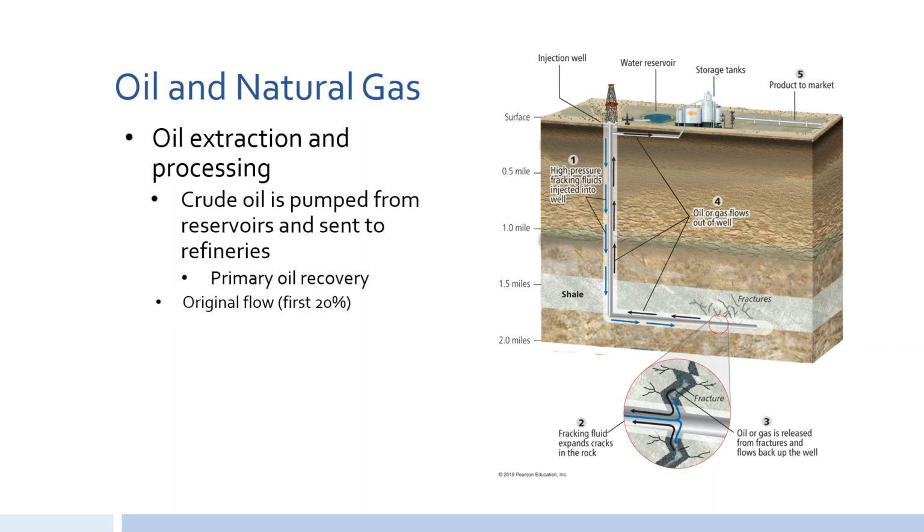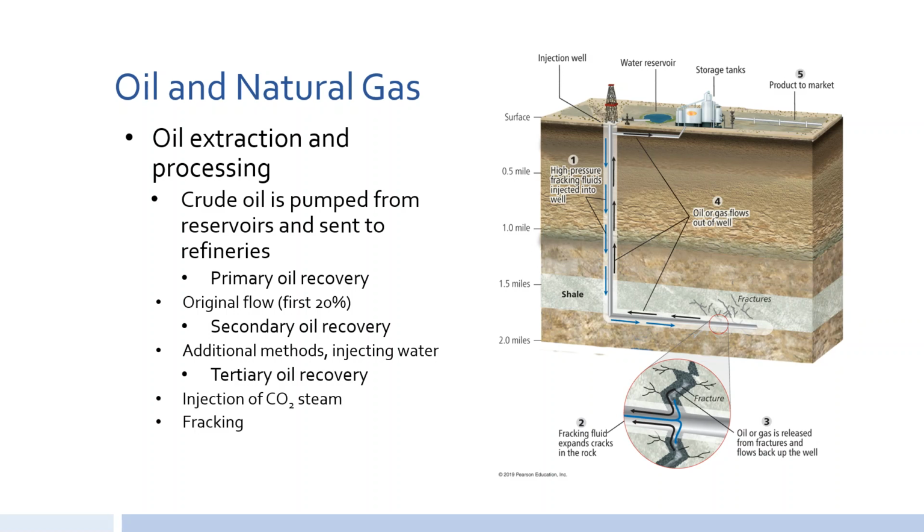And so that is the primary oil recovery. So the first 20% that they get out is that original flow. And then you have secondary oil recovery, which you need additional methods to get it out because it's not under pressure anymore. So you have to inject other things in there to build up that pressure. And then tertiary as well. So every time you go down a step, you use more energy to get that oil out.